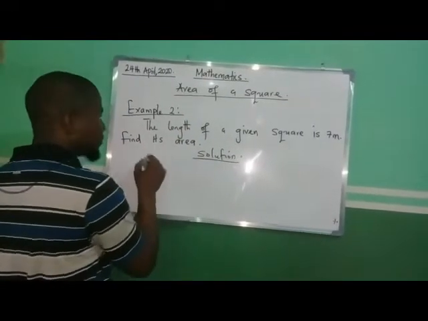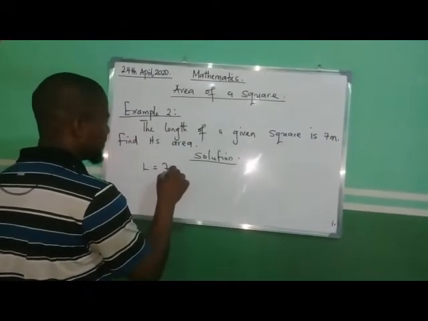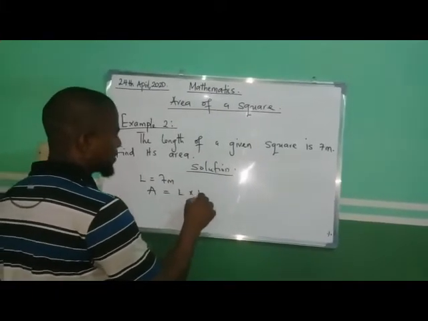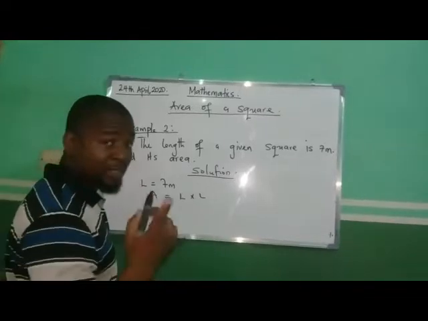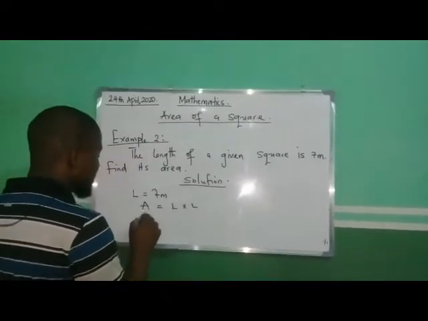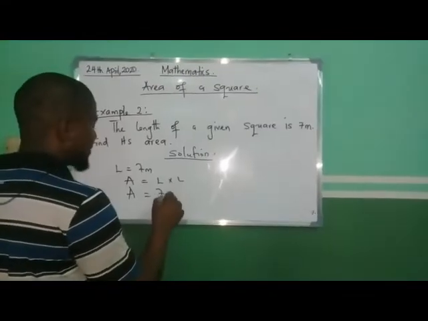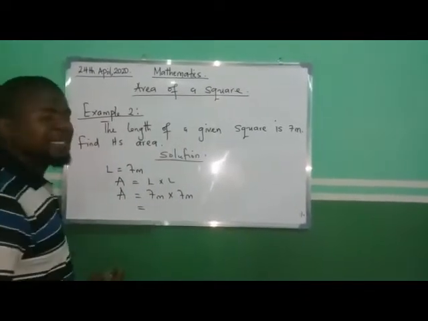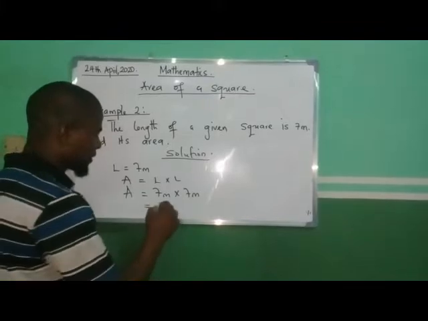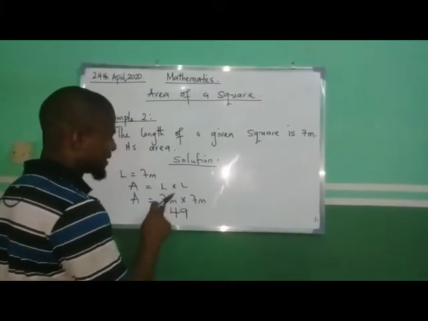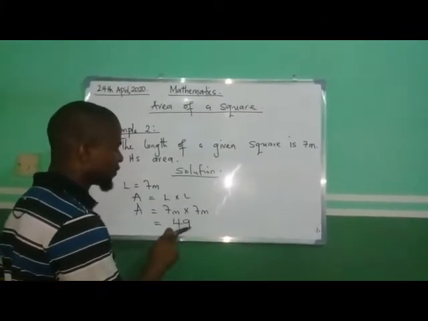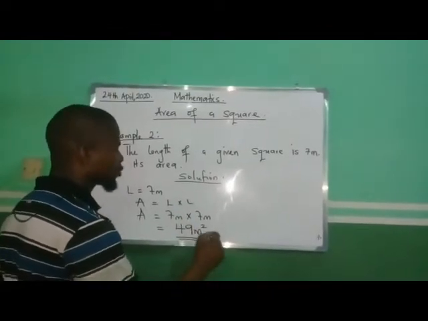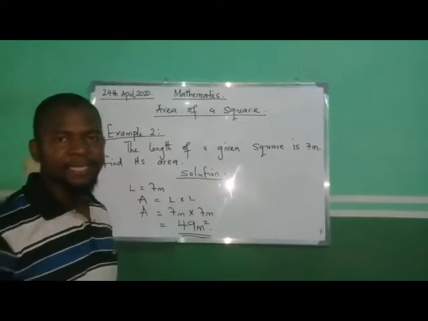Now, the solution, I have my length as what? 7 meters. So the area is what? Length times length, or side times side, as you may see in some other textbooks. You see, the area will be what? 7 meters multiplied by what? 7 meters. And 7 multiplied by 7 is what? 49. I start with the figure 7 times 7, which is 49. Then meter times meter will give me what? Meter squared. I hope that is taken.